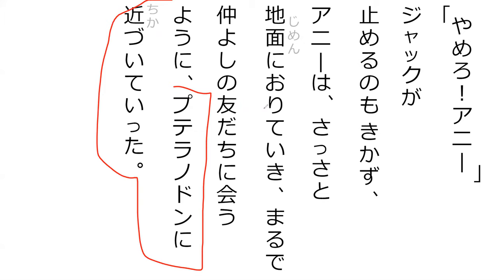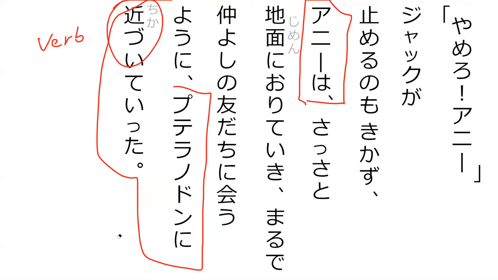Putteradon ni chikazuite ita. And our subject is still ani wa. Chikazuku is like chikai, but it's a verb. It is to do closeness. Kind of like chikai ni naru, is chikazuku. What does chikai mean? Do you remember? Too close. Yes, specifically closeness. So chikazuku means to get close.